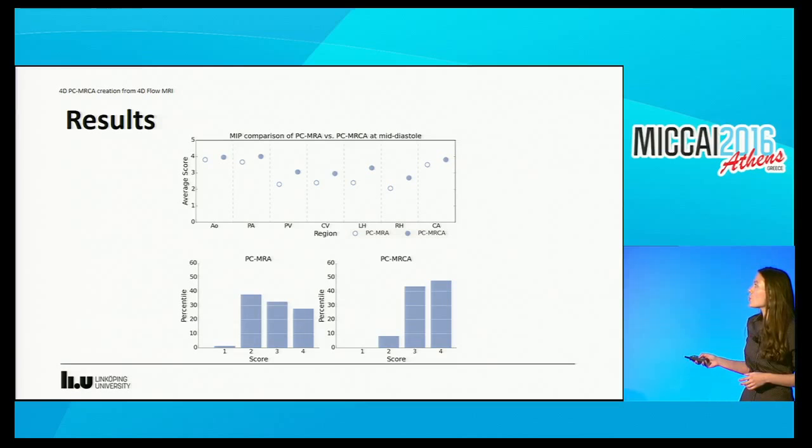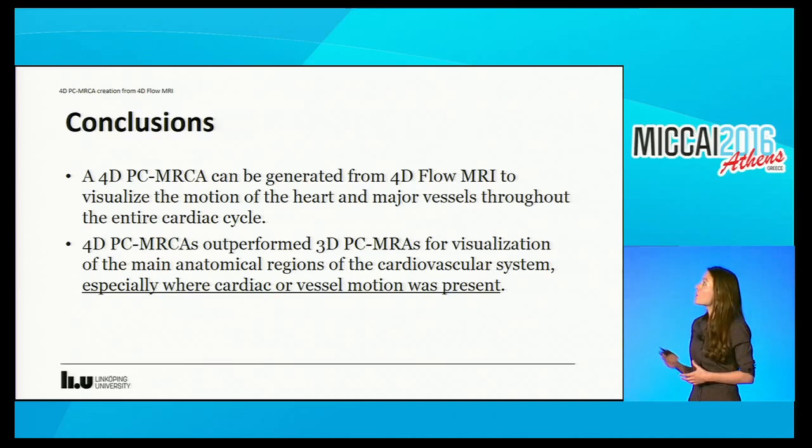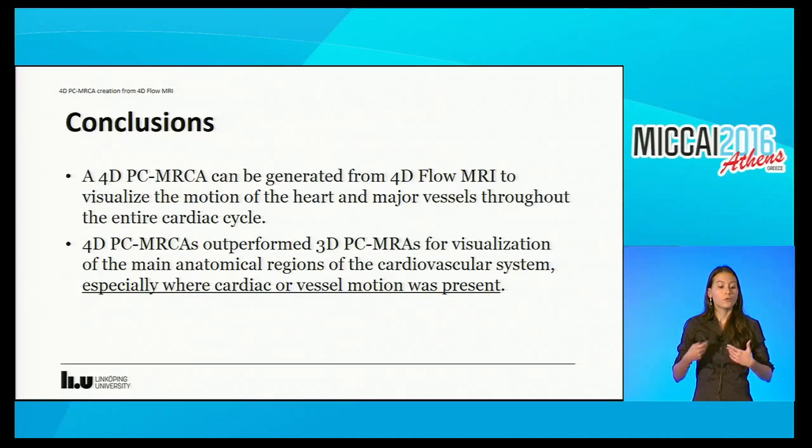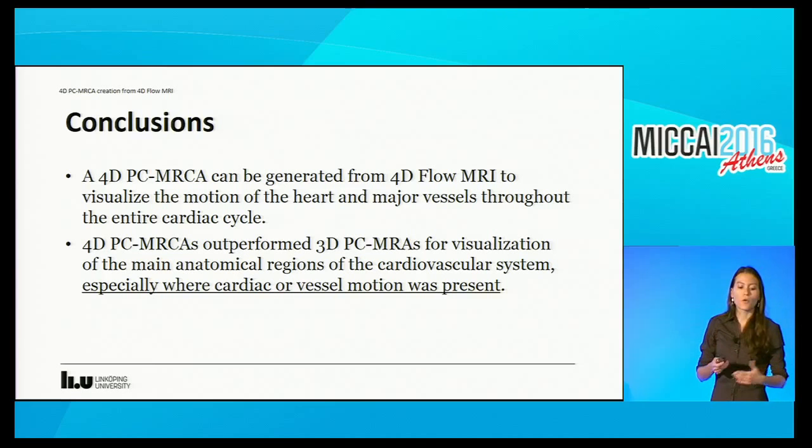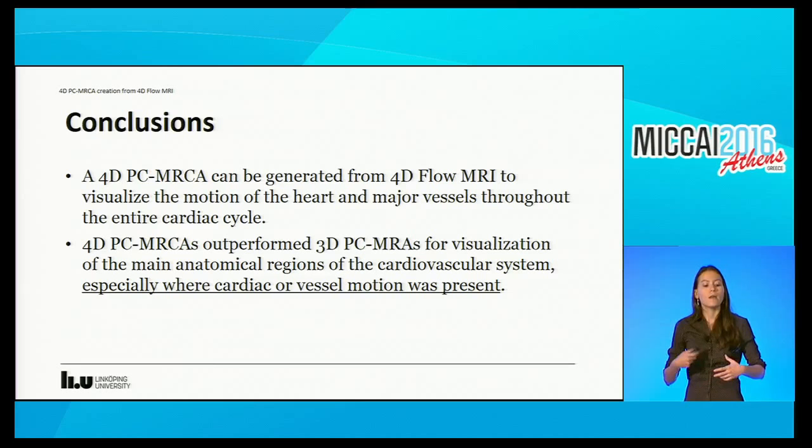So finally, 4D PC-MRCA can be generated from 4D flow MRI to visualize the motion of the heart and vessels throughout the entire cardiac cycle. So we are using all of the information available in the 4D flow MRI. We're not only trying to mimic what is happening with another type of acquisition. And finally, in our visual evaluation, the 4D PC-MRCAs outperform 3D PC-MRA for visualization of the main anatomical regions of the cardiovascular system, especially where cardiac or vessel motion was present.